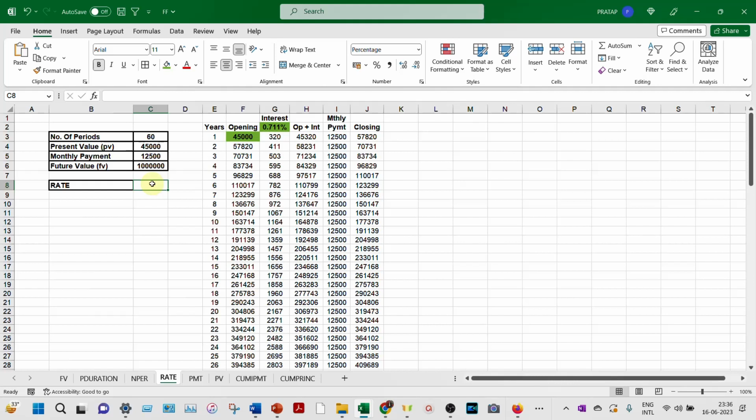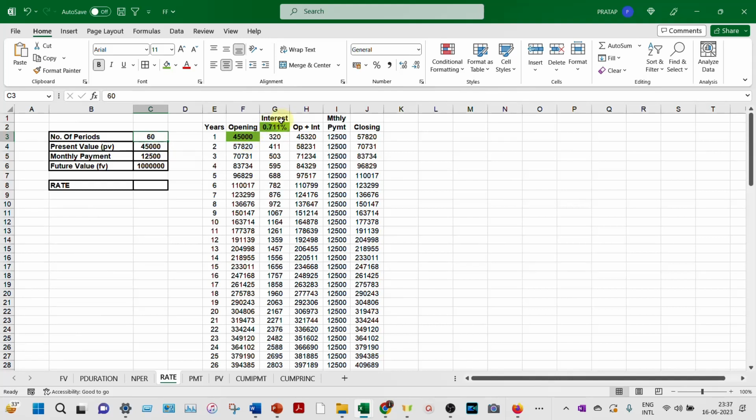In the following example, where I shall be explaining the rate function, we have a scenario of an investment plan where the initial or the present value, that is the lump sum deposited in the beginning, is 45,000 rupees, and there is a monthly payment of 12,500 rupees, which finally matures to a value of 10 lakh rupees after a continuous payment of 60 months. Now with the help of the rate function, we shall be checking what is the rate of interest that has been provided by this investment plan.